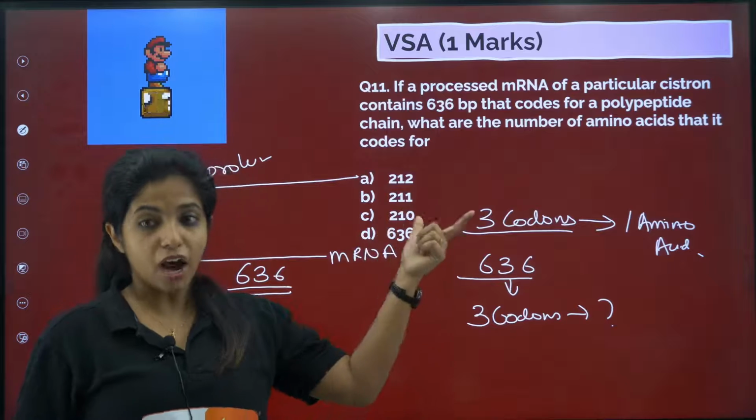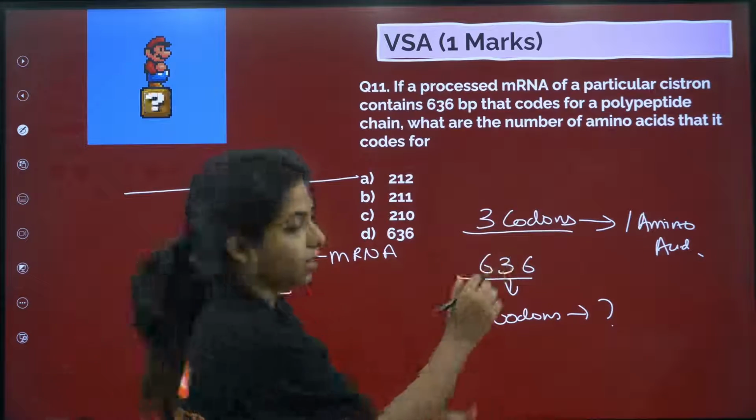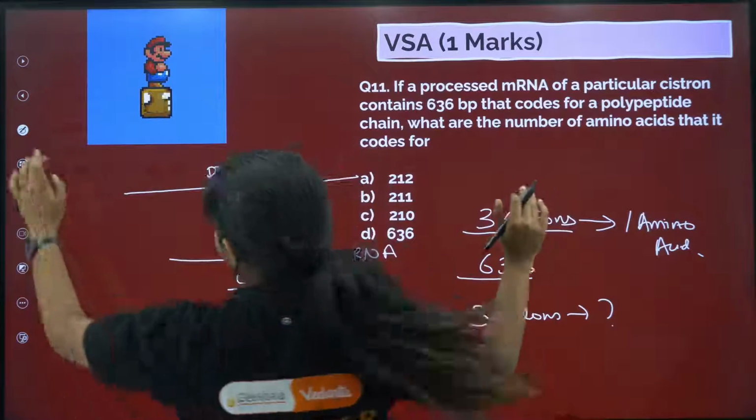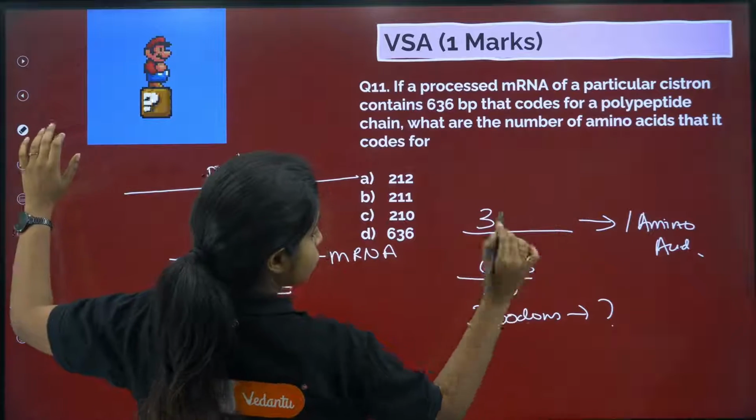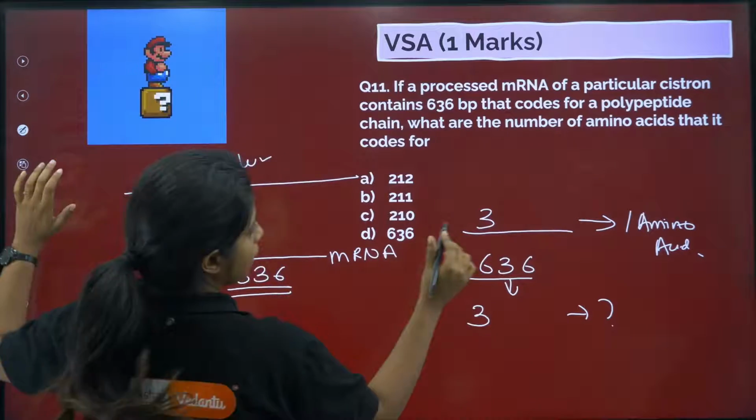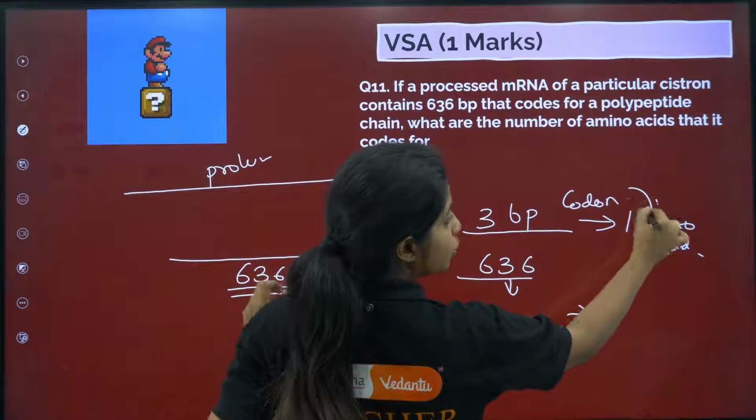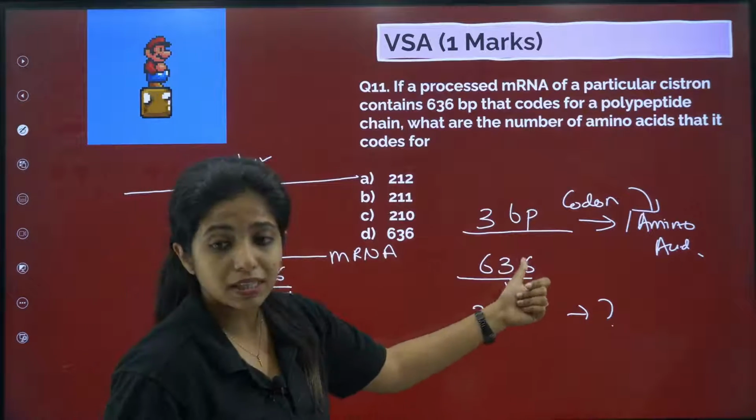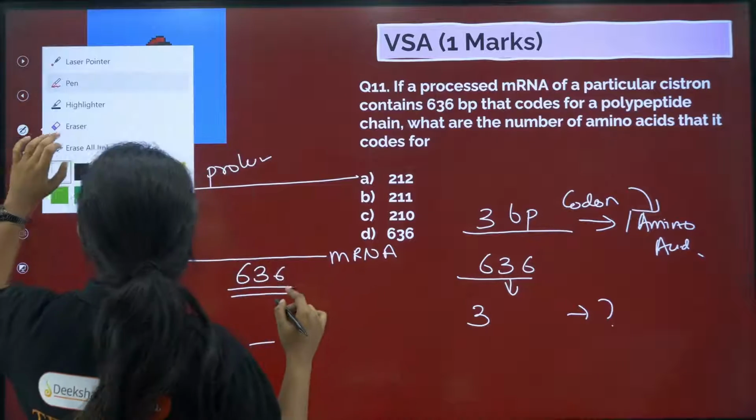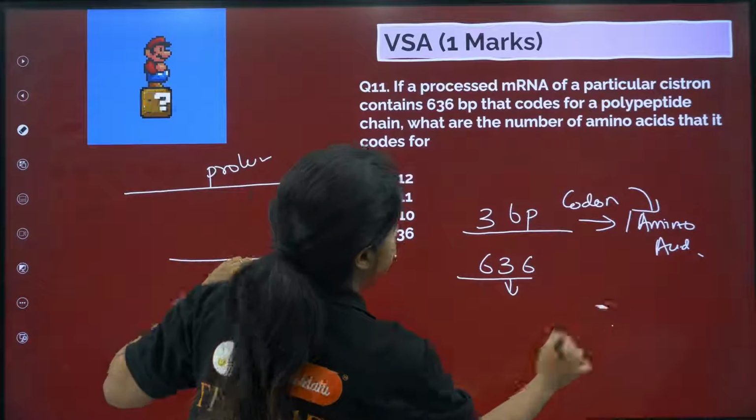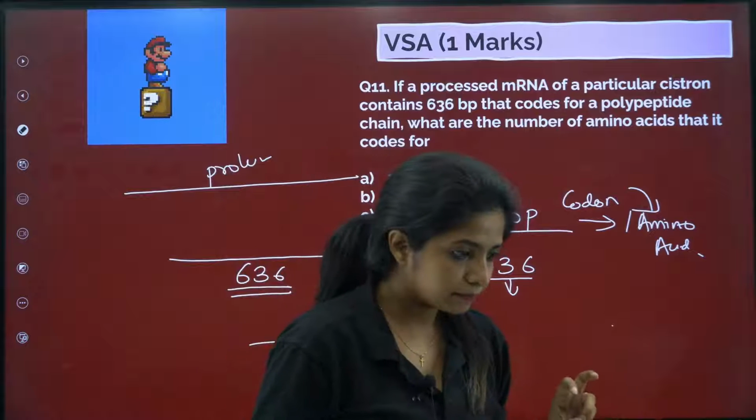So if 3 codons are coding, that is 3 base pairs, okay? If you're confused about that, I wouldn't say 3 codons, that will be wrong. So sorry. It is 3 base pairs. Okay, 3 base pairs come together to form a codon, and this particular codon codes for 1 amino acid. And if you have 636 base pairs, how many amino acids will be formed? Can you tell me?